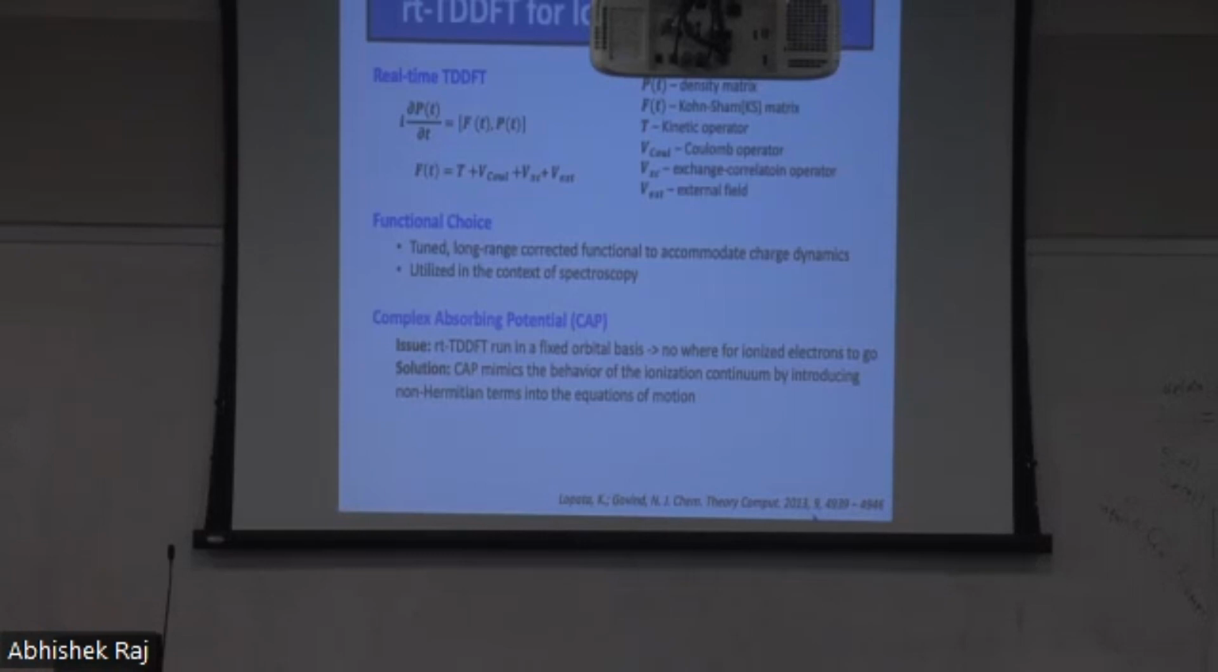And really what a CAP does is it mimics the behavior of an ionization continuum by introducing non-Hermitian terms in my dynamics. So I'm just going to add an imaginary term to my Hamiltonian or to my Fock matrix. And so I'm going to get some modified equation as such, where we've really introduced this iΓ term, where Γ is called the damping matrix.